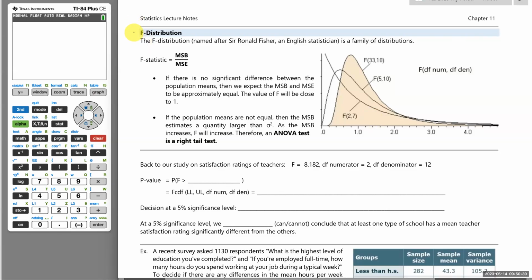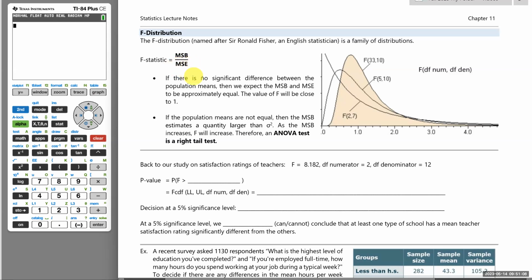Welcome. So we are ready to continue now and look at our F distribution. An F distribution is named after an English statistician named Sir Ronald Fisher. So the Fisher is the F part. And this F statistic we saw is created by estimating population variance in two different ways. One is called the mean square between, and the other is called the mean square within, or mean square error.